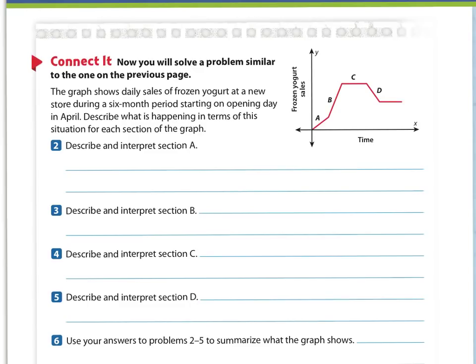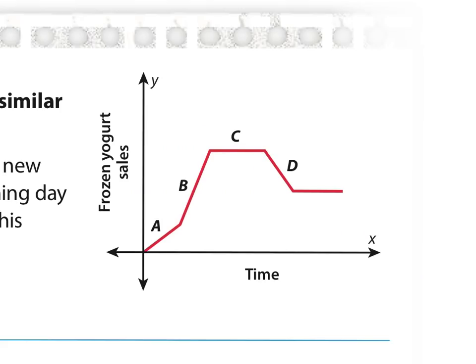The graph shows daily sales of frozen yogurt at a new store during a 6-month period, starting on opening day in April. Describe what is happening in terms of this situation for each section of the graph. So if we're going to start in April, we're actually going to label this graph a little bit more. So we're going to start by putting the beginning month as April. So I'm going to put right here April. That's going to be your first month.